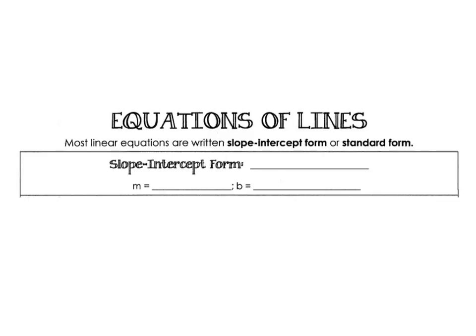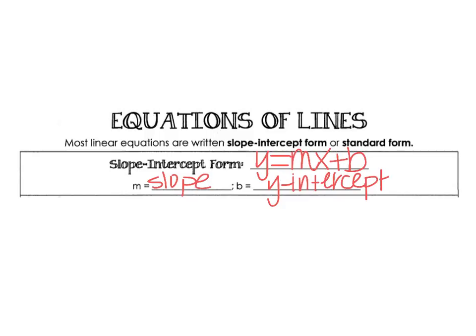Alright, so most linear equations are either written in slope-intercept form or standard form. Slope-intercept form is probably the most common form, and hopefully you're familiar with it. Slope-intercept form is y equals mx plus b, where m stands for our slope and b stands for our y-intercept. And our y-intercept is where our graph crosses the y-axis.